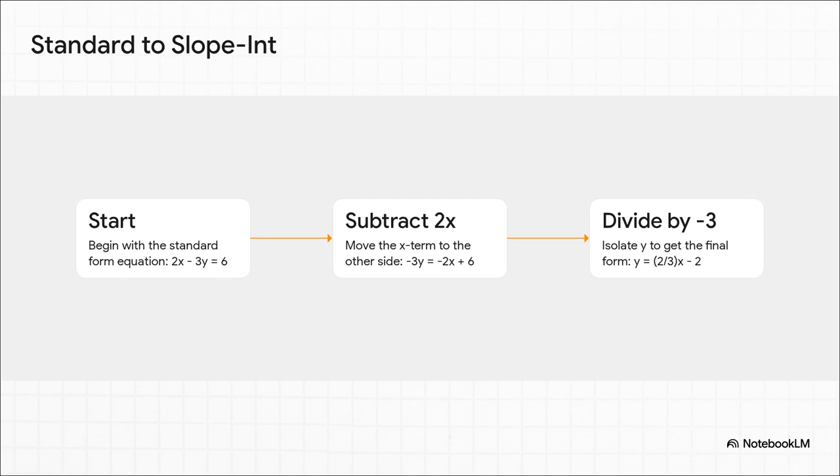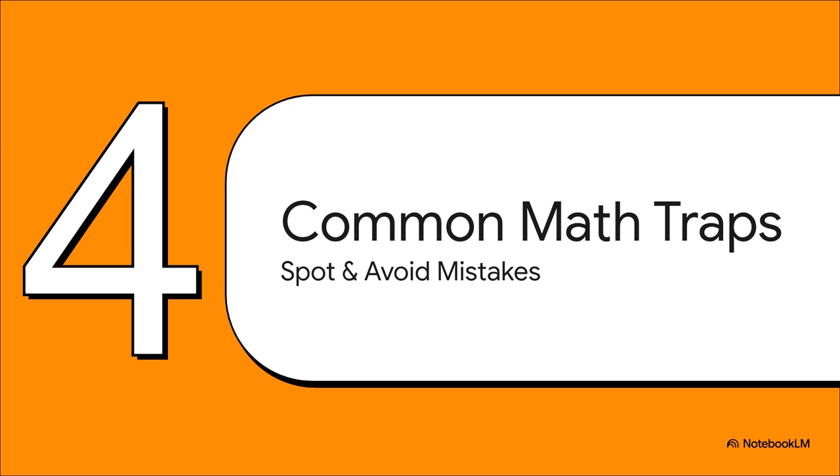That gives us our final answer. y equals 2/3 x minus 2. And just like that, we can clearly see the slope is 2/3 and the y-intercept is negative 2. Easy. All right, on to section 4, common math traps.